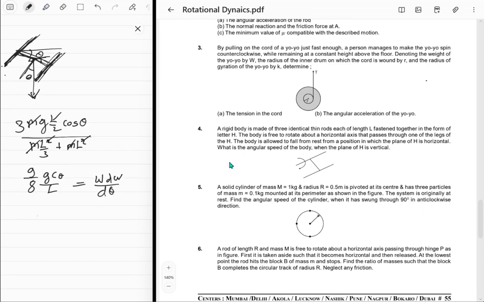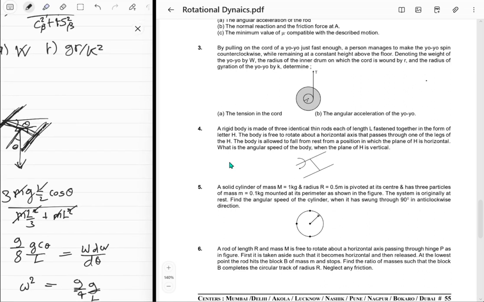So it's omega squared, and that 2 cancels with this thing. So I'm going to make this 9 upon 4, g upon l. The integration of cosine theta gives sine theta, from theta equal to 0 to theta equal to pi upon 2, so it's going to be 1. So 9/4 of g upon l, that's our omega squared. So omega is 3 upon 2 square root of g upon l. Make sense?